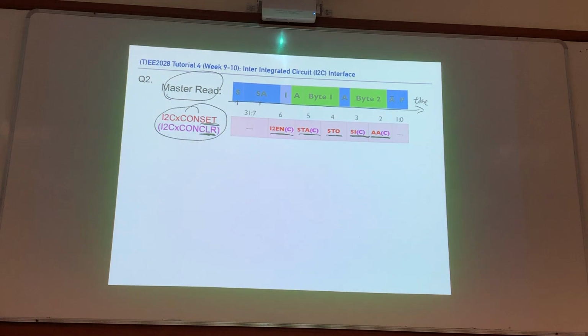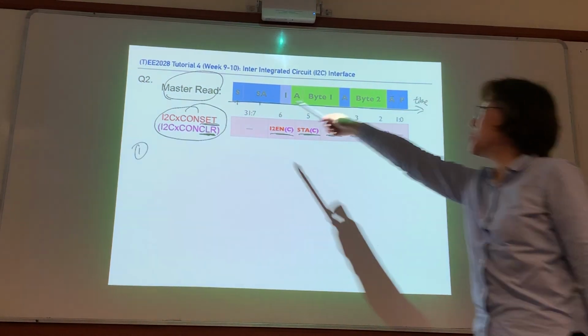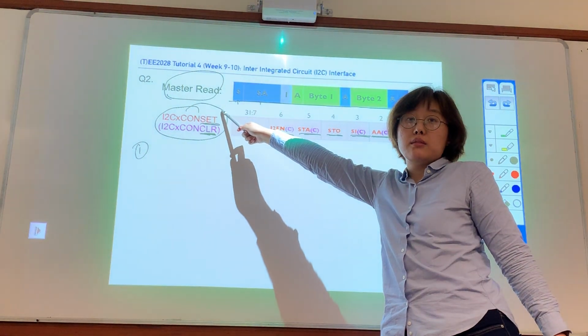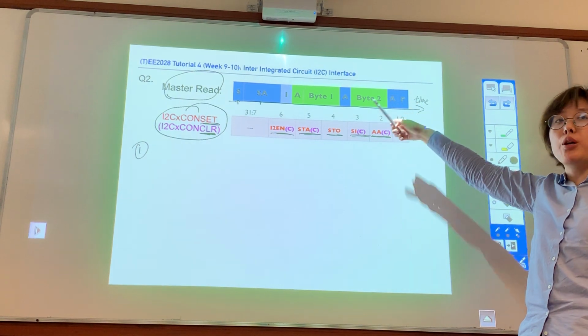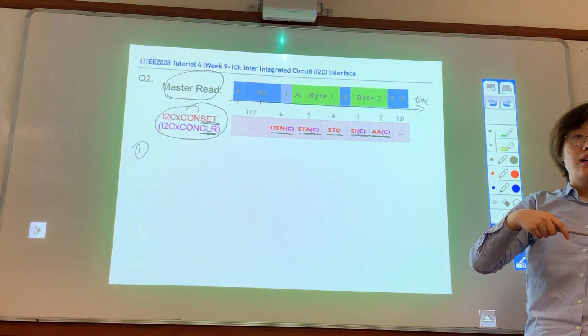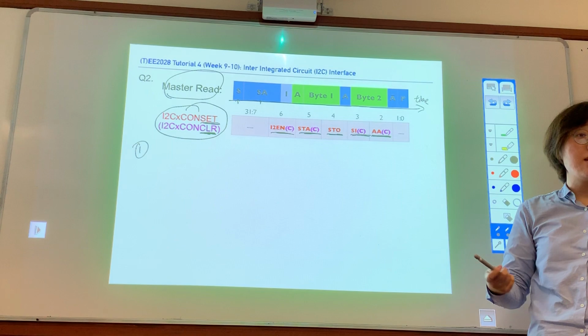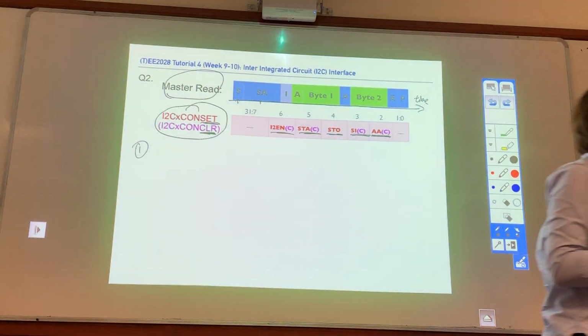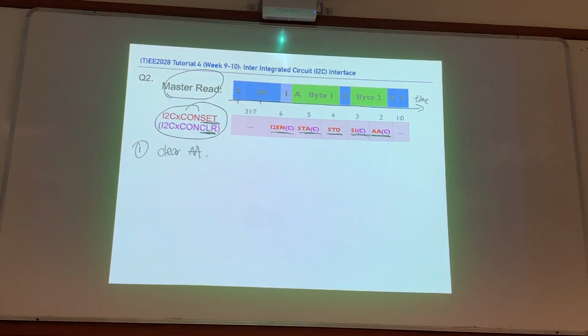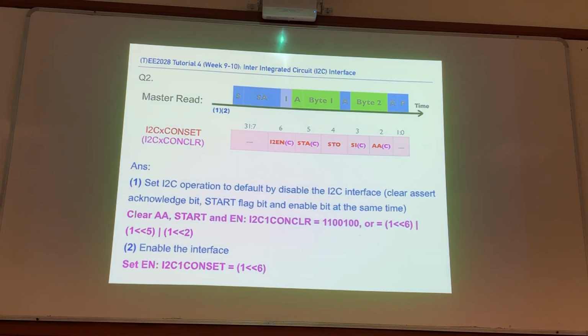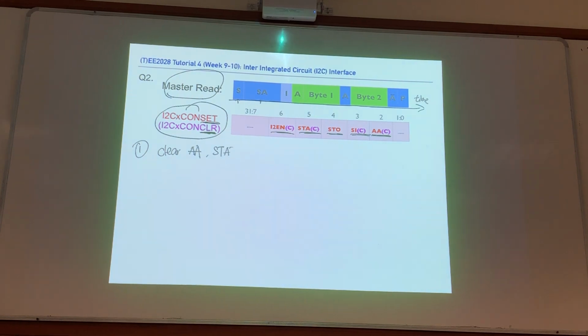So what will be step 1? Even before you do the start, something needs to be done. This is actually how you want to use your interface. Most of the time, before you use something, you need to set it, or initialize it. So something should happen before the start bit. The thing you need to do is clear AA, clear start, and clear enable. Basically this is to turn the I2C interface off.